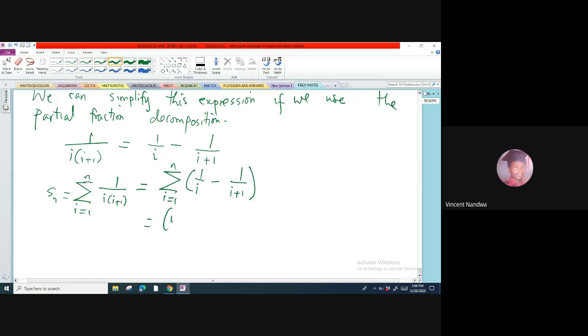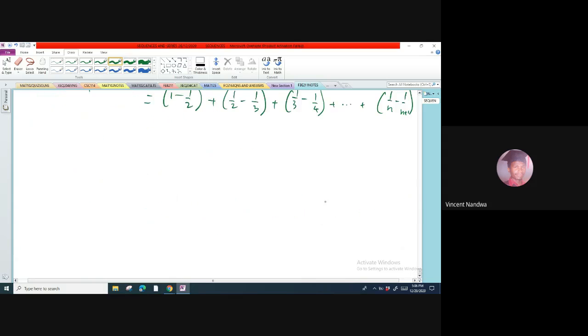So which will be 1 minus a half plus 1 over 2 minus 1 over 3 plus 1 over 3 minus 1 over 4, up to 1 over n minus 1 over n plus 1, which is the same as 1 minus a half plus a half minus a third plus a third minus a quarter, up to minus 1 over n plus 1 over n minus 1 over n plus 1.